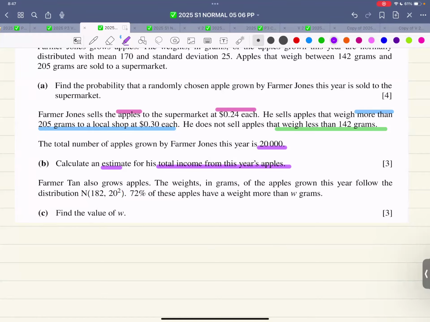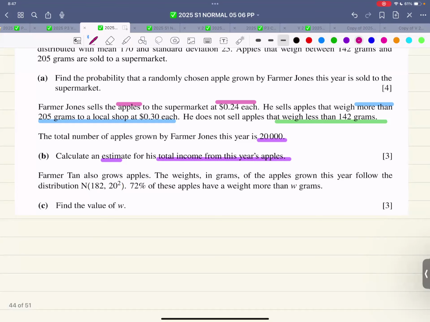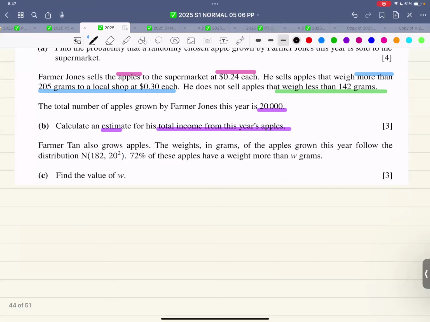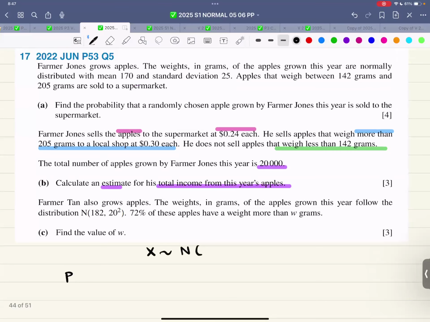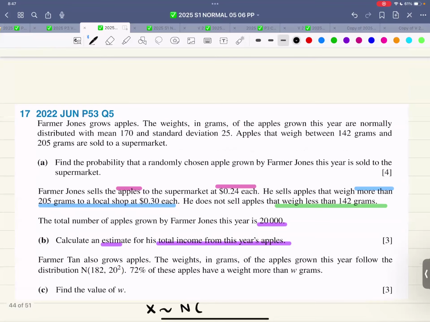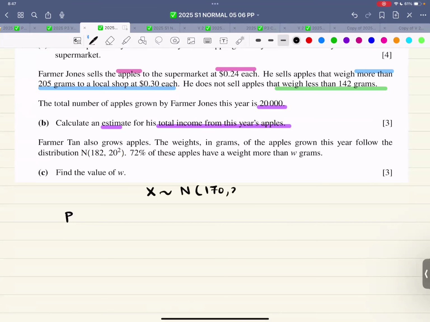So now this is like everyday maths in action. He sells the apples to the supermarket at 0.24 each, and apples that weigh more than 205 at 0.30 each. So now we have done a little bit of the working. First of all, let me write this. X follows a normal distribution, that is 170 and 25 squared. Probability X is greater than 205.